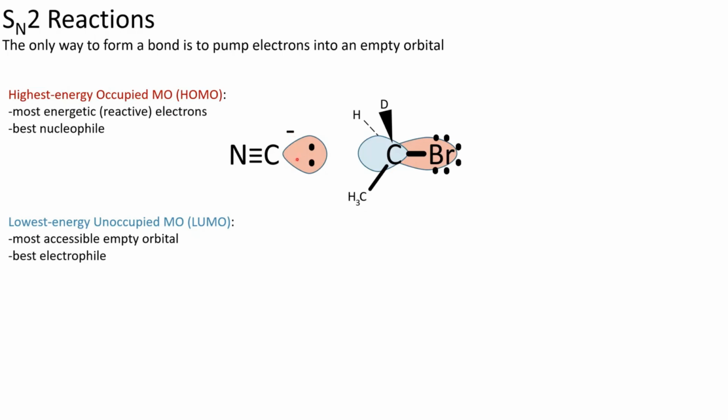These electrons are going to be the best nucleophile. There's lots of electrons in the molecule, but the highest energy electrons will be the best nucleophile. The lowest energy unoccupied molecular orbital, the LUMO, is the most accessible empty orbital. It's the lowest energy empty orbital. If the only way to form a bond is to pump electrons into an empty orbital, the lowest energy empty orbital will be the most accessible and the best electrophile. That would be the sigma star antibonding orbital of the carbon-bromine bond. Again, biased because bromine is an electronegative element.